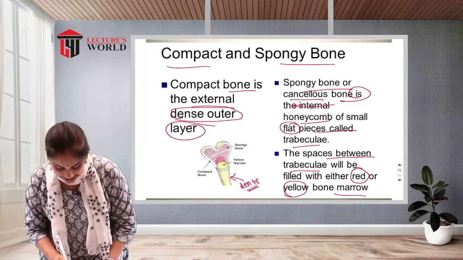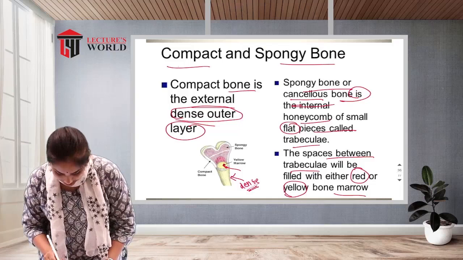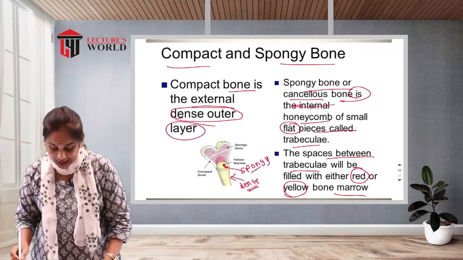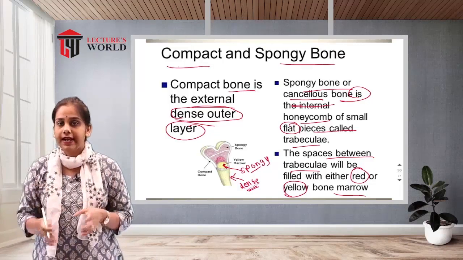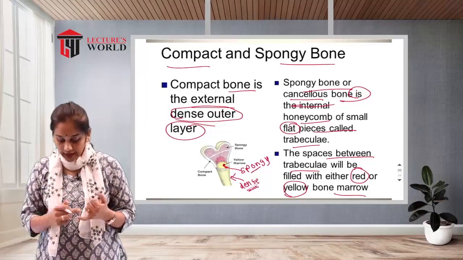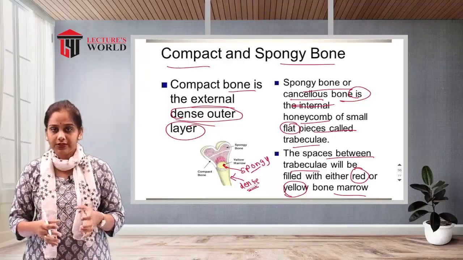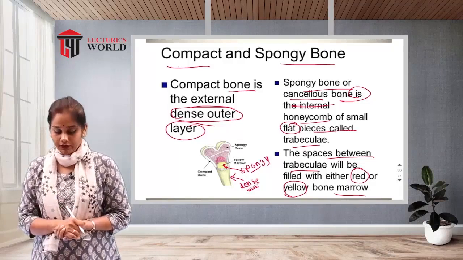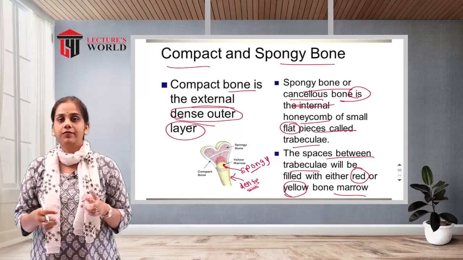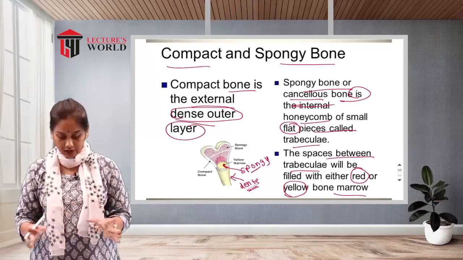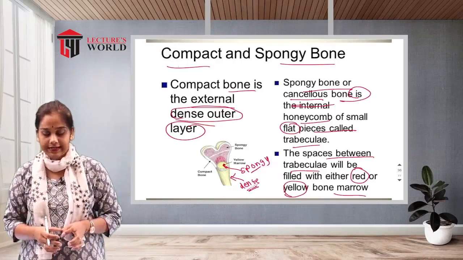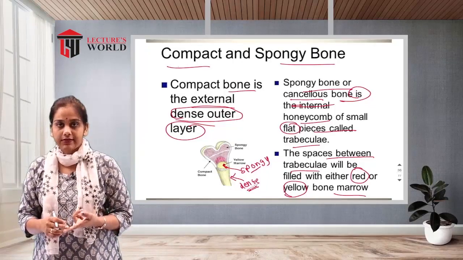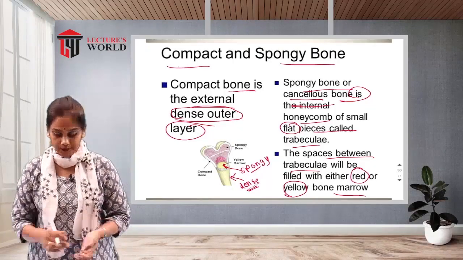See, this is the inside of the bone, that is the spongy bone, which contains either red or yellow bone marrow. So inside the bone, bone marrow is present. So these are the two types of bone: compact bone, which is the outer dense layer, and spongy bone, which has a honeycomb appearance as well as containing bone marrow.